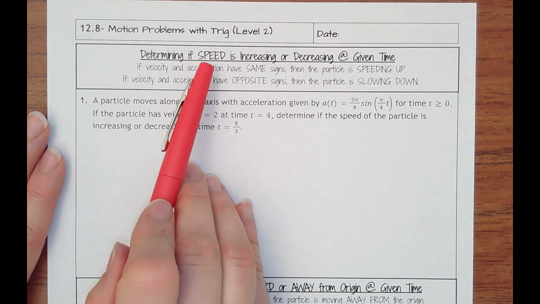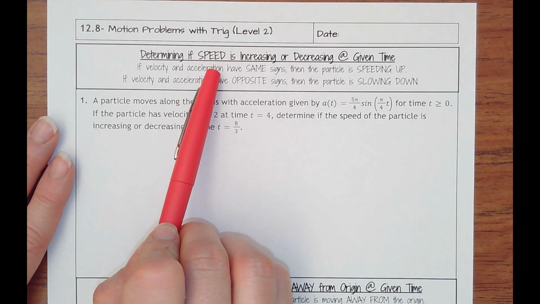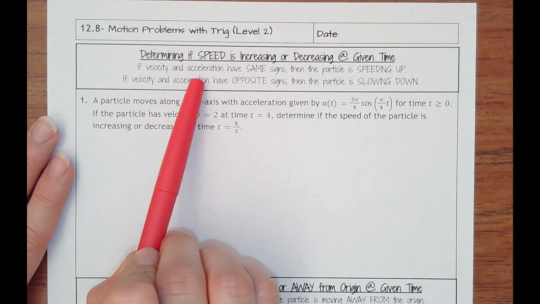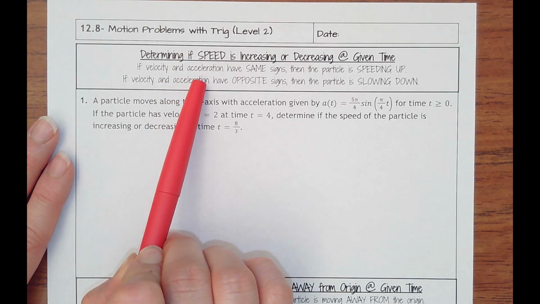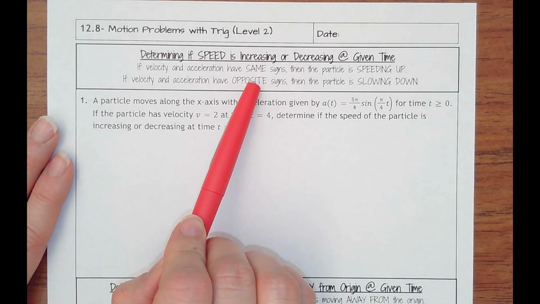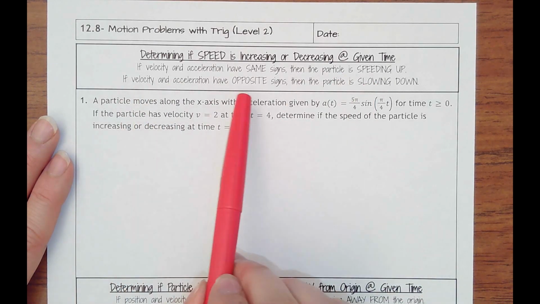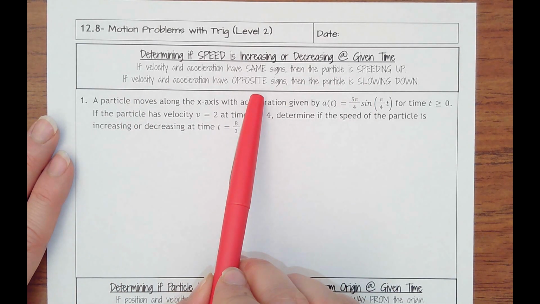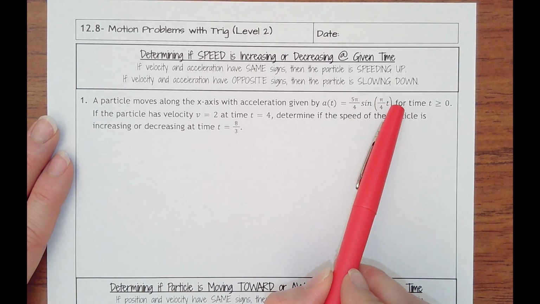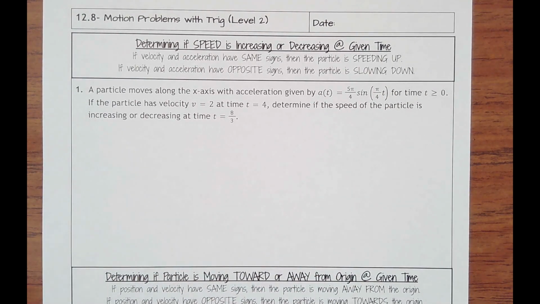We've talked about this. To determine if speed is increasing or decreasing, we have to know the velocity and the acceleration. If they have the same signs, meaning they're both positive or both negative, then the particle is speeding up. But if they have opposite signs, where one's positive and one's negative, then the particle is slowing down. So that should sound familiar to you. We're just going to apply that in this problem that has trig values.